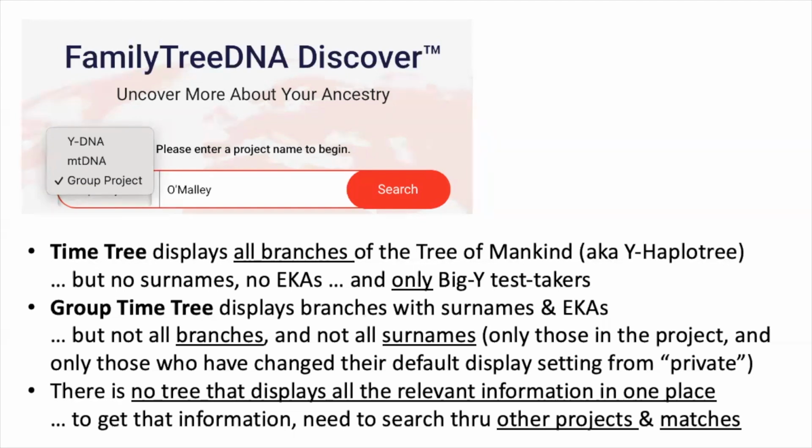So there's all of these little hurdles we have to overcome. And there's no tree that displays all the relevant information in one place. And in order for me to get the information and present it to you, I have to scrabble around on this web page and that web page and this web page and try and pull the whole thing together. And while I'm pulling everything together, I'm pulling my hair out as well. And that's why you see me here today.